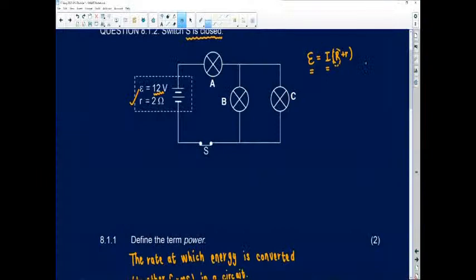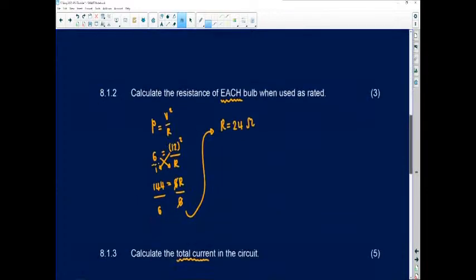So with this one, I've only tried it in one way, not in another way. I didn't use the power one, but I'm going to show you in this way how you can actually solve it. So I've got EMF, I'm looking for current, I can find my R total, and internal resistance was given to me as 2 ohms. So let's do it one step at a time.